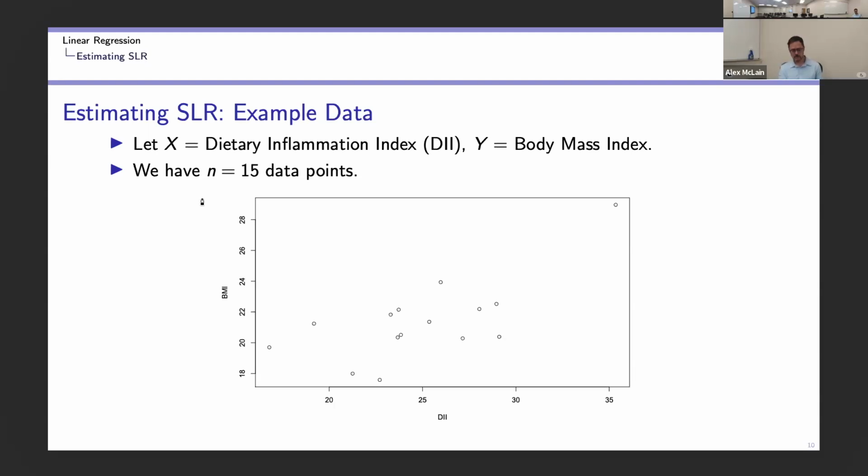If you look at this data here, there appears to be a relationship between these two variables in that a larger value of DII seems to lead to a larger value of BMI. There's some association between these two variables. We don't know if that association is causal. We don't know if the high DII is causing a high BMI. We're not saying that. We're just saying that the two are associated with one another.